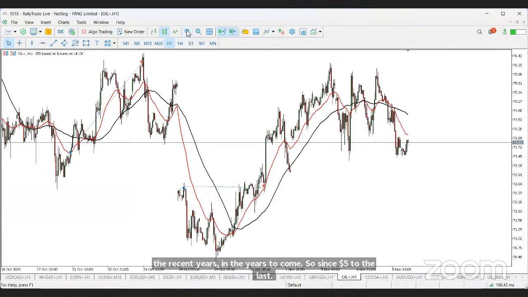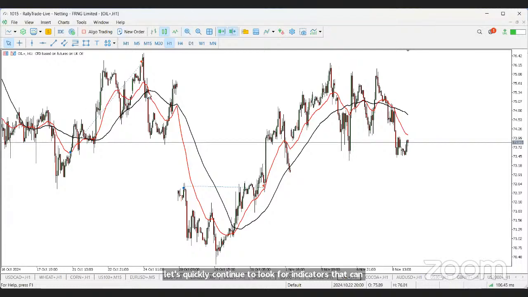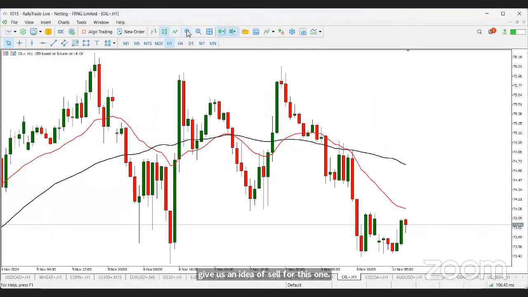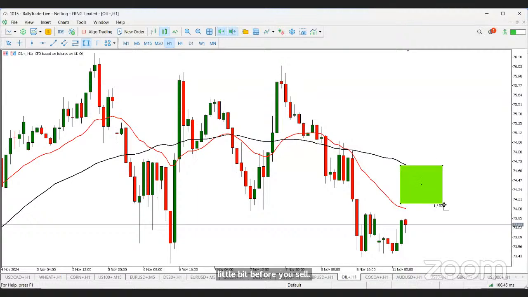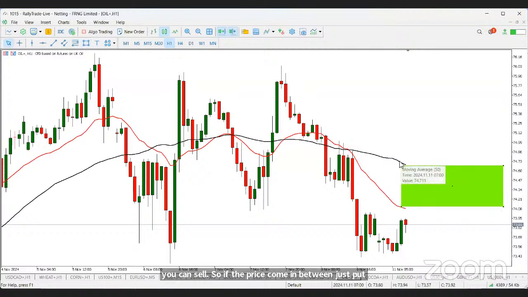So let's quickly continue to look for indicators that can give us an idea of a sell for this one. And the one I can see on this screen now suggests a sell already. So, except you want to wait for the price to move up a little bit before you sell. You might want to wait for the price to approach the 50-period moving average, then you can sell. Just put a 50-period simple moving average and a 21-period exponential moving average on your chart, and wait for the price to come in between the two of them, especially hit the black line, then you can sell. You should be able to make money on that.